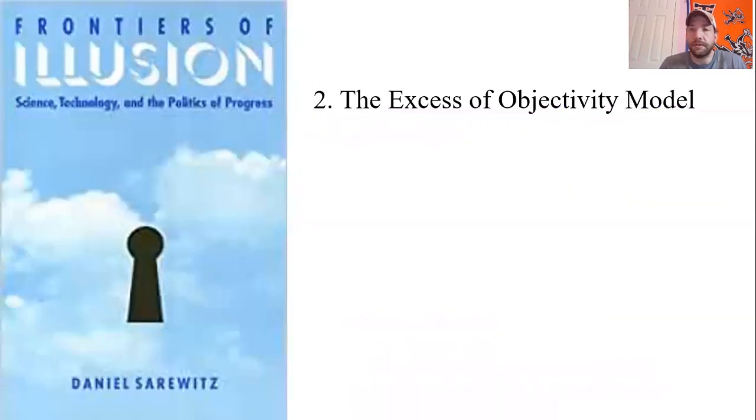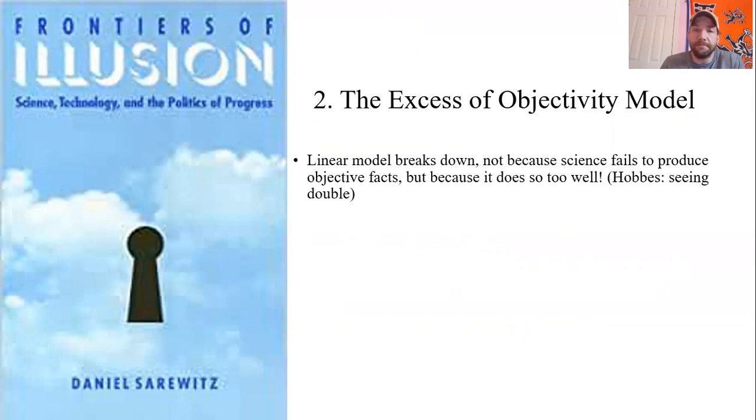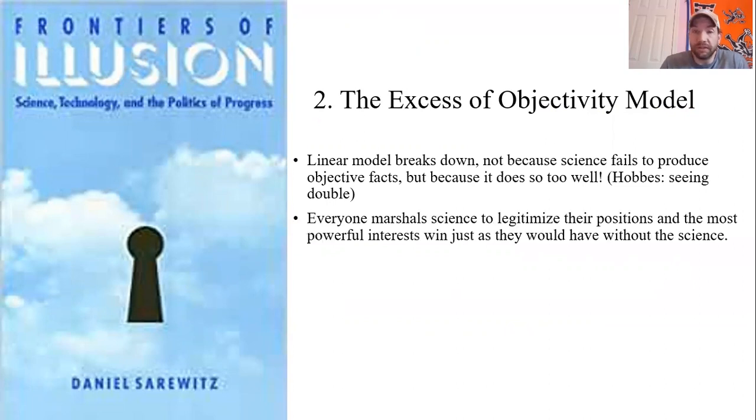So let's do another one. Here's the second model, excess of objectivity. This comes from a book by Daniel Sarewitz that I have put in your notes for you if you want to follow up on it. His argument is that the linear model breaks down not because science fails to produce objective facts, but because it does so too well. Again, this is what Hobbes called seeing double, or what Sarewitz calls an excess of objectivity. In other words, science is really good at coming up with truths about reality. In fact, so good that there's too much of it.